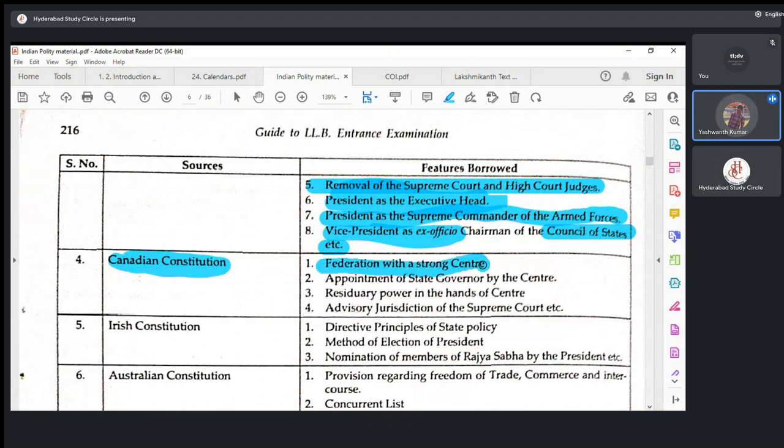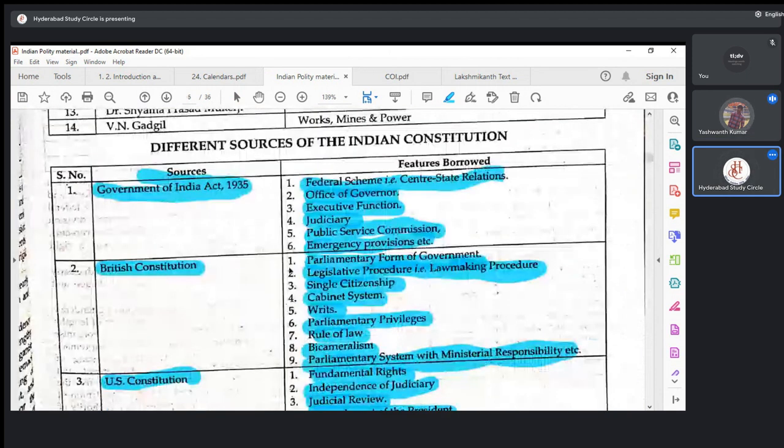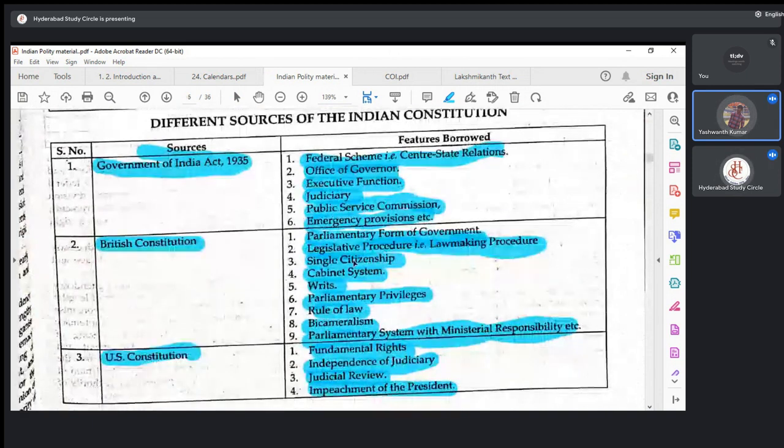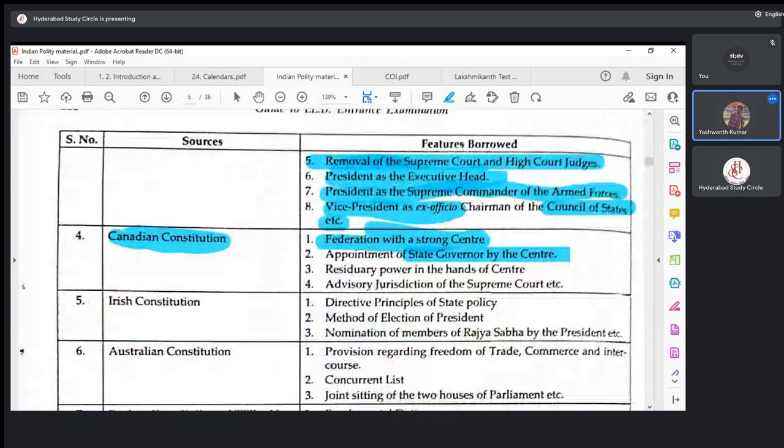Now what have we taken from the Canadian Constitution? Federation with a strong center, appointment of state governor by the center, residuary powers. Note that the post of governor is taken from the Government of India Act 1935, but the procedure to appoint is taken from the Canadian Constitution. Residuary powers are given under article number 248.